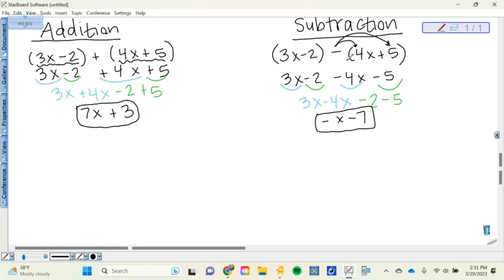Let me show you this. So if these, let me just show you a different one. So we've got 2x plus 8 minus 4x minus 6. What's my first step when I'm subtracting?